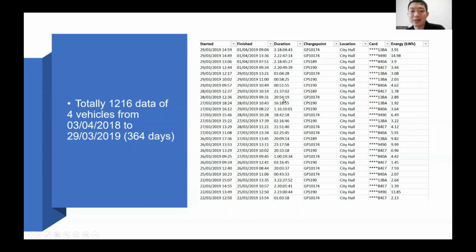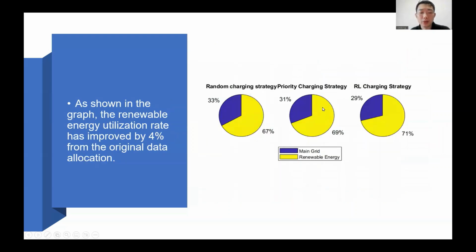Then we can figure out that the duration is a really long time. Then we have space to figure out which time is suitable for our algorithms to match the renewable energy generation. So after the decision from the reinforcement learning agent, if we can use the renewable energies, the rate has improved by 4% from the original data allocation.